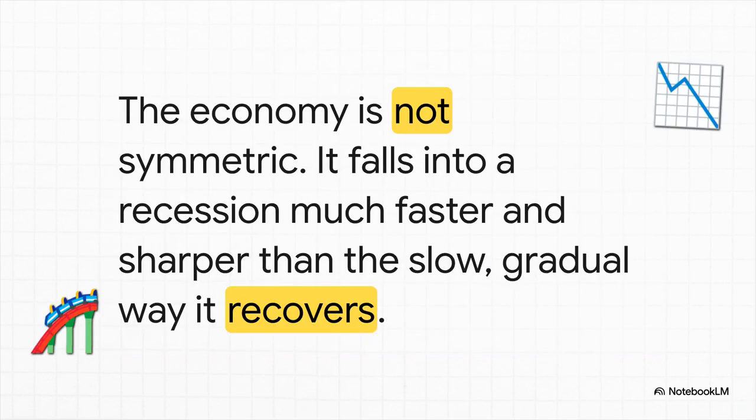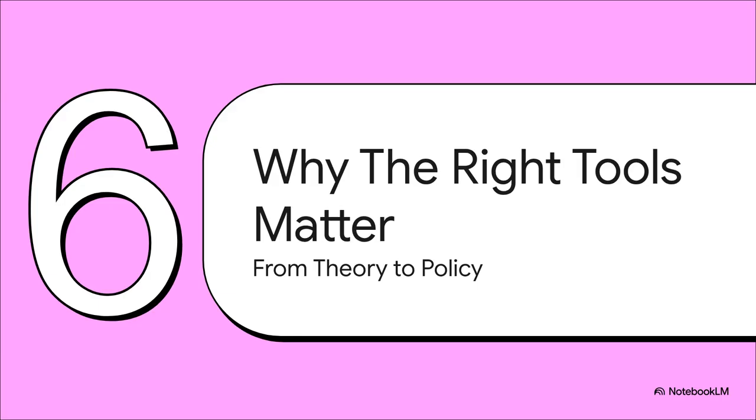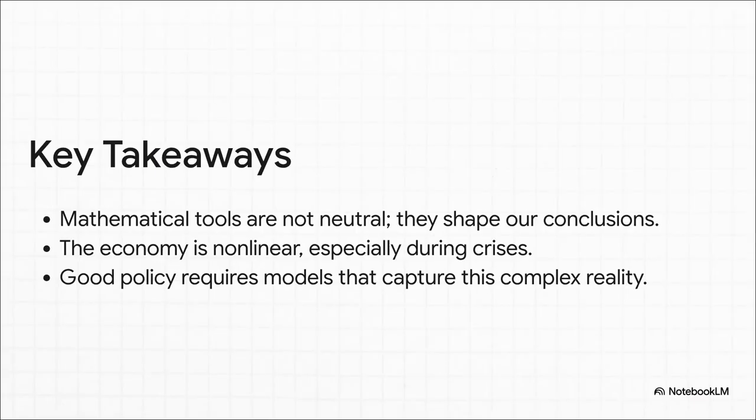And what all of this reveals is a fundamental truth about the economy. It is not symmetric. It falls off a cliff into a recession much faster and much harder than the slow, gradual way it climbs back out. This is a core feature of the job market that those simple, straight-line tools are completely blind to. Look, this isn't just some abstract academic debate about math. The tools that we choose to use to understand the economy have profound, real-world consequences for every single one of us.